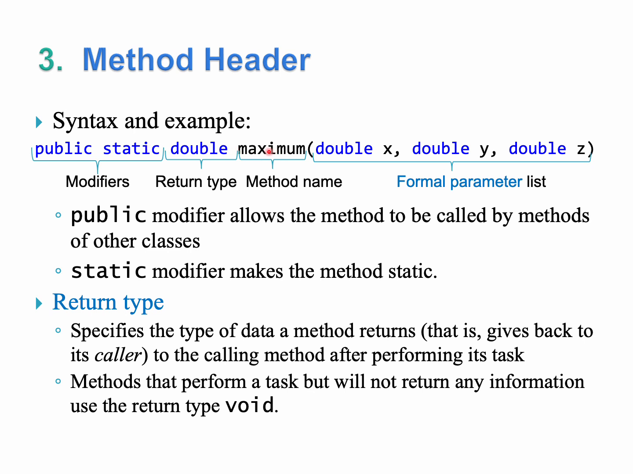The return type of the method specifies the type of data a method returns to the calling method after performing its task. When we say a method returns to the calling method, that means the method gives back to its caller. In some cases, you will define methods that perform a task but will not return any information, such as method main. Such methods use the return type void.